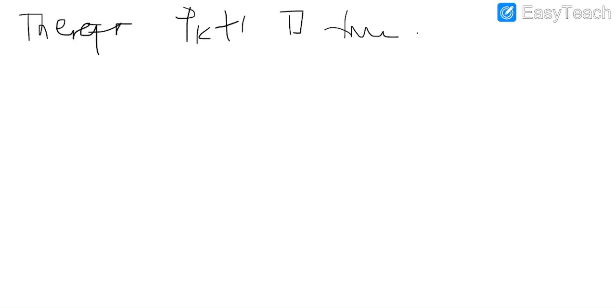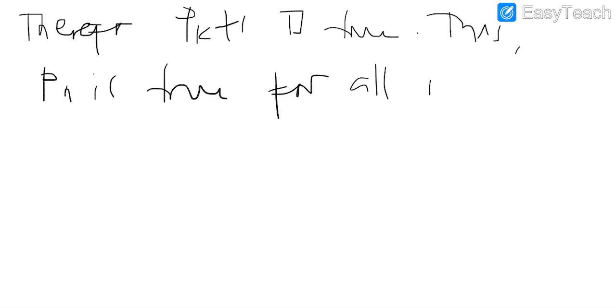Thus, therefore, p sub k plus 1 is true. Thus, p sub n is true for all n greater than or equal to 1. Alright, end of proof.